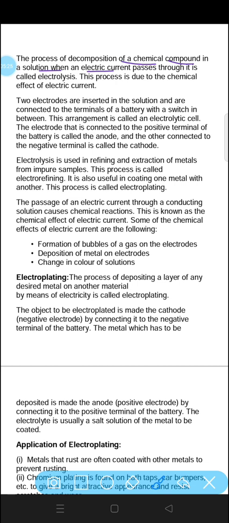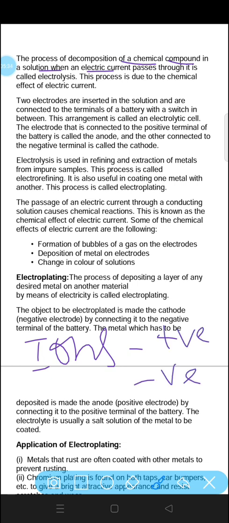When the current passes through it, the compound dissociates to form positive and negative ions. These ions decompose. This is called electrolysis. This process is due to the chemical effects of electric current. The ions which are dissociating into positive and negative charges, that is called electrolysis.